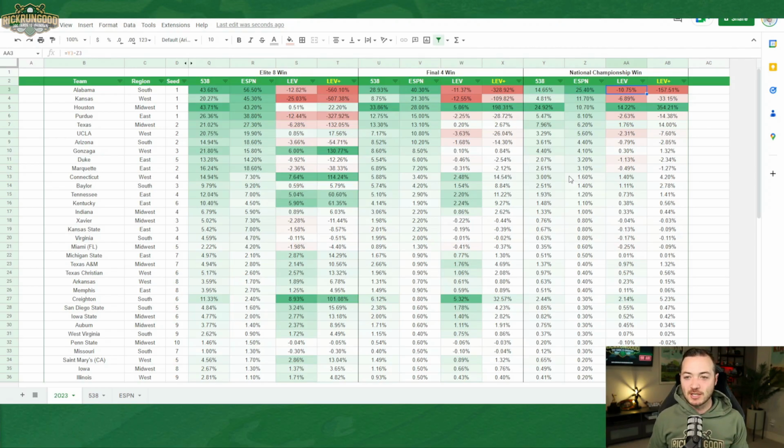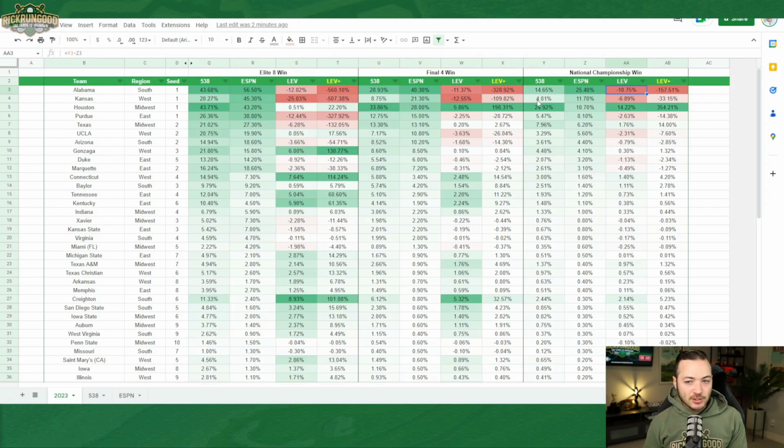We are also seeing a situation where Kansas is also very popular. The second most popular team on ESPN, 11.7% chosen, is only going to win, according to 538, 4.8% of the time. I don't know what's going on with these teams. Again, I do not watch college basketball. I do not know why Alabama is so popular. I do not know why Kansas is so popular. I do not particularly care. I care about the numbers, and what I'm about to show you next is even crazier.